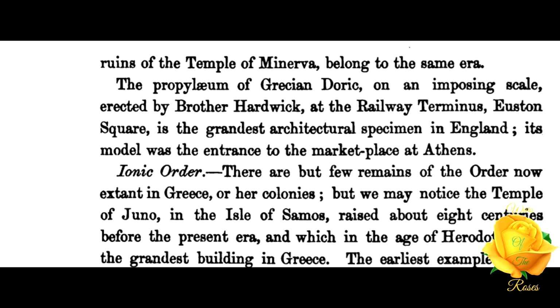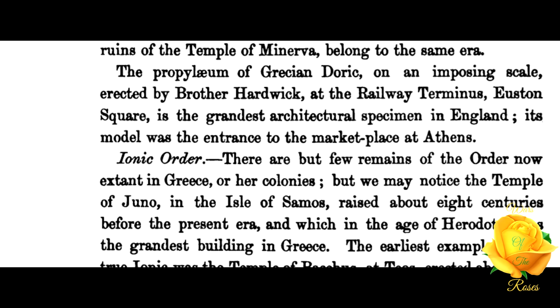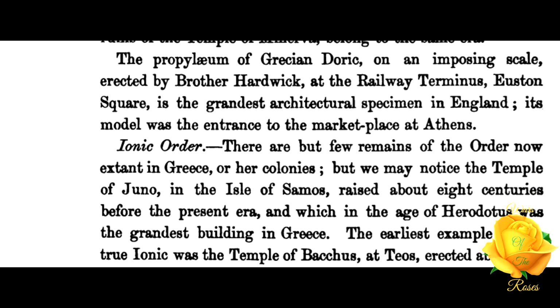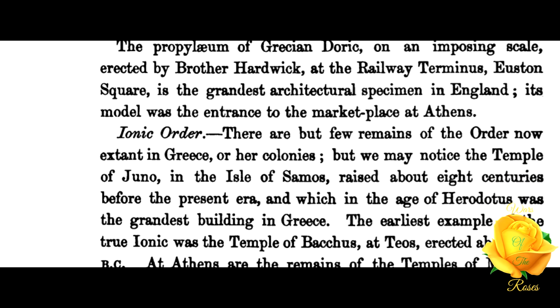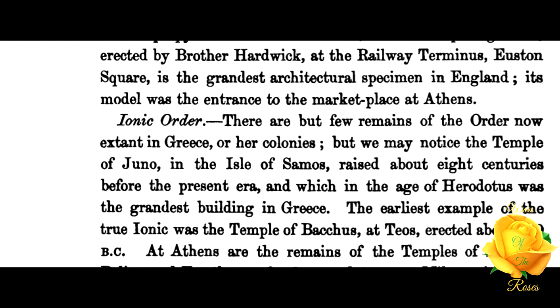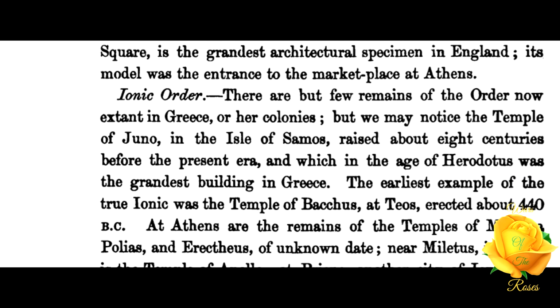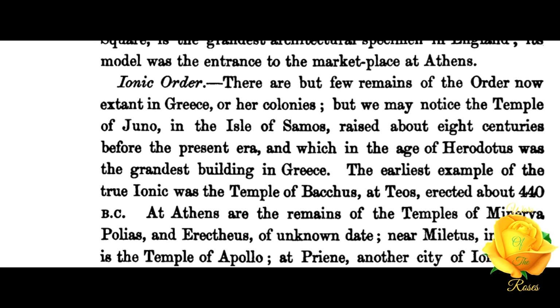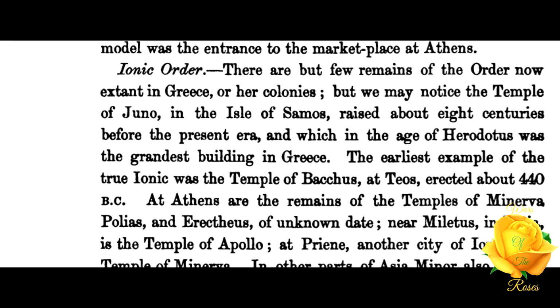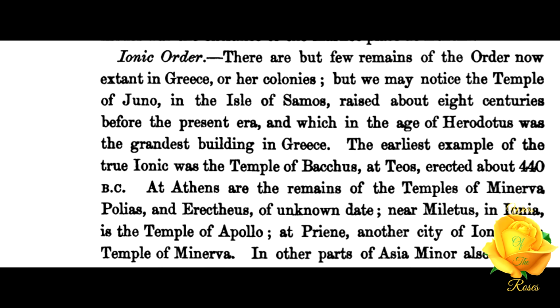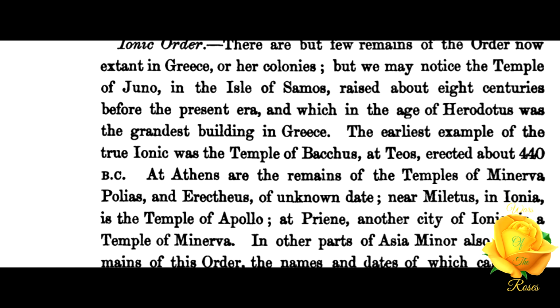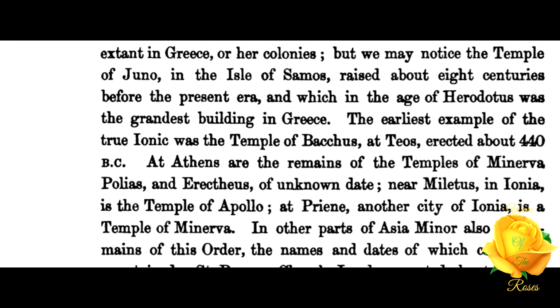Ionic order. There are but few remains of the order now extant in Greece or her colonies, but we may notice the Temple of Juno in the Isle of Samos, raised about 8 centuries before the present era, and which, in the age of Herodotus, was the grandest building in Greece. The earliest example of the true Ionic was the Temple of Bacchus at Teos, erected about 440 BC.